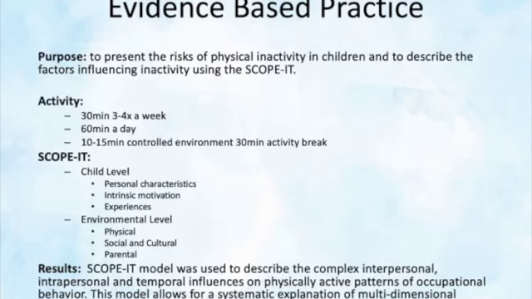All right. The second article that I found presented the risks of physical inactivity in children, and then described the factors influencing inactivity using the SCOPE-IT. So in this article, they started out by saying that it was originally found that children needed to experience 30 minutes of physical activity 3 to 4 times a week. But then later they mentioned that more research has found that children should be participating in physical activity for 60 minutes a day. And with this, children should be in a controlled environment for only 10 to 15 minutes, and then should have a 30-minute activity break following that controlled environment.